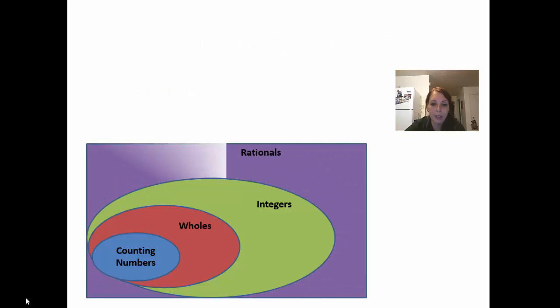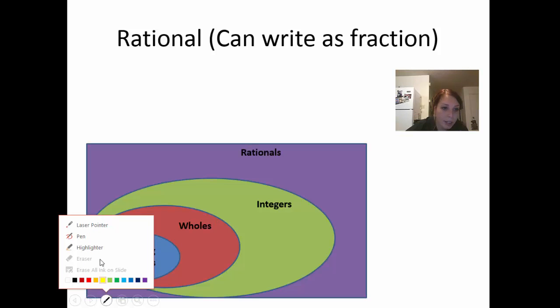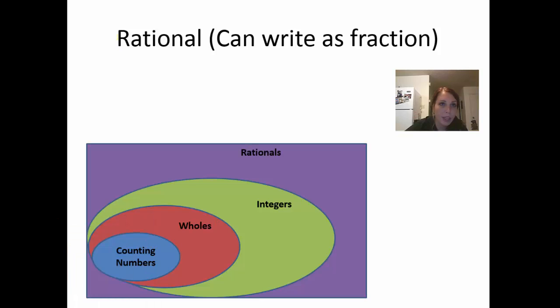Next we have rational numbers. So rational numbers are ones that we can write as fractions. So another thing that I'm going to give you guys is a little help here. When we think about rational numbers, the word rational includes the word ratio, which is a fraction. So this is just another way to help you remember.